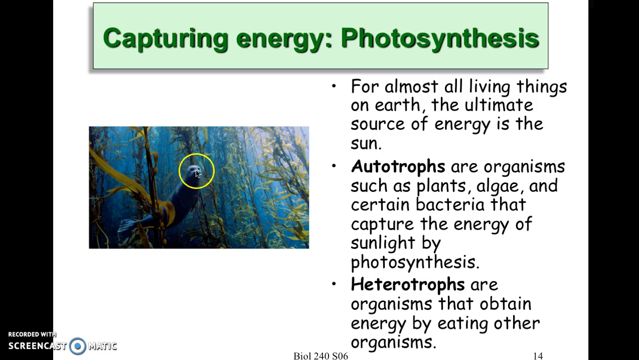Other organisms, such as our harbor seal here, and all animals and fungi, cannot use light energy. They have to obtain their energy by consumption, by eating other organisms. And the term for those are heterotrophs. Troph still means food or feeding, and hetero means other.